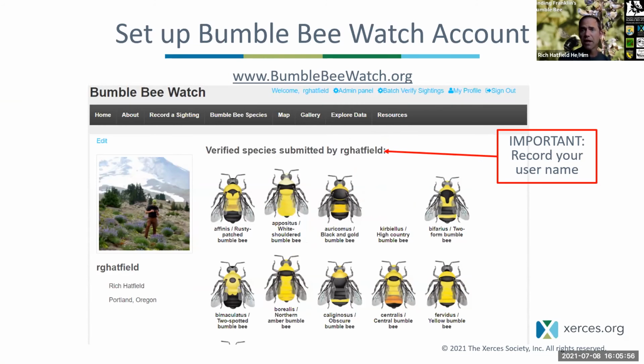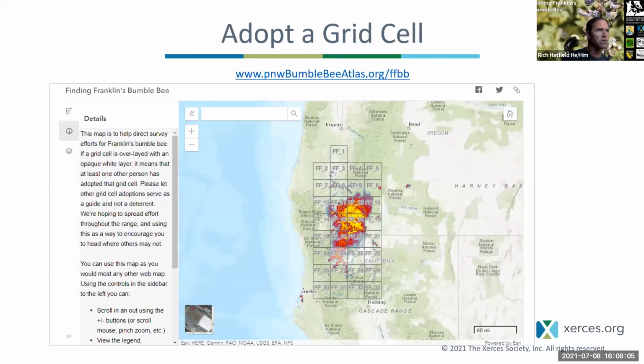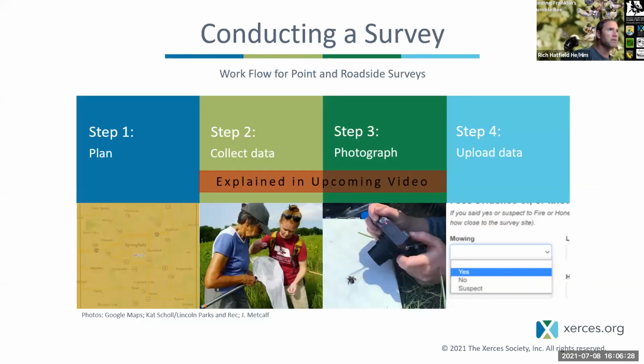So once you have your Bumblebee Watch account, then you can go over to the PNW Bumblebee Atlas .org/FFBV, and that's where you can go to adopt a grid cell. Use that map that I showed you earlier and how to interact with it. Right below this, if you scroll down, I showed you that form that you would fill out in order to sign up for a project and let others know that you intend to go out and conduct some surveys for the species. So that's the base. And then once you've adopted a grid cell and you have a Bumblebee Watch account, you can go out and conduct your surveys.